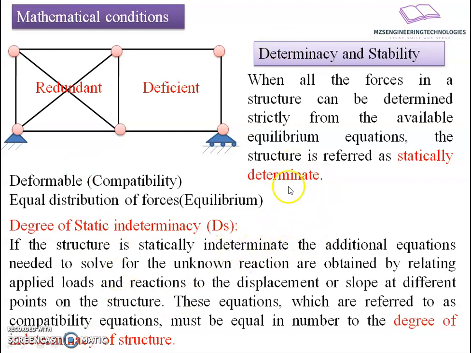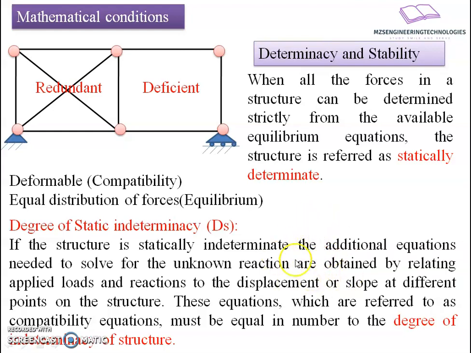It says that if the number of unknowns is more and the available equilibrium equations are fewer, then in order to find the unknown forces, we have to write additional equations. For that we take reference of displacements or slopes at different points within the structure and create a constitutive relationship, and that relationship will be used to find the unknown forces. The count of all such relationships we prepare will be equal to the degree of static indeterminacy of that particular structure.